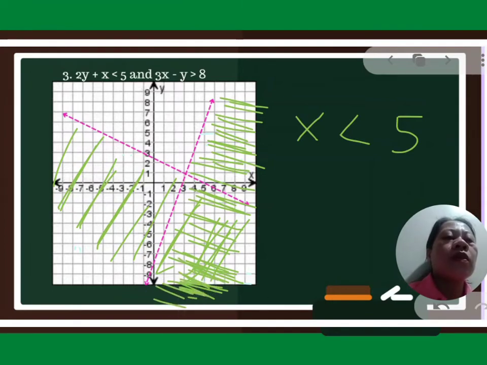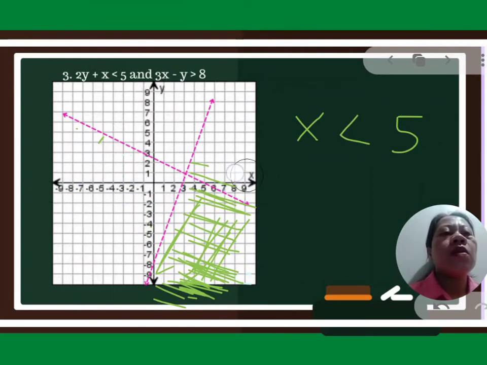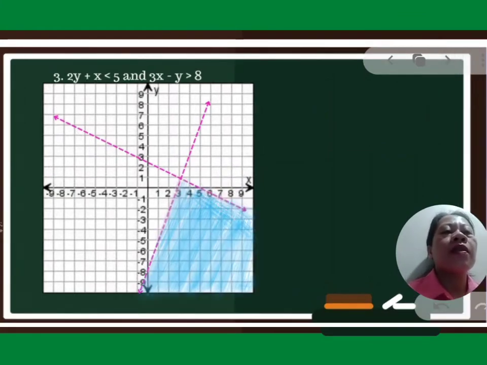Okay? So, ang intersection region nila ay itong part na to. So, ito yung maging solution to the system. So, pwede nating burahin yung part na hindi kasali sa solution. Ayan. So, the graph would be this one. So, just like this one. Okay? So, itong part na to ay yung solution to the system.